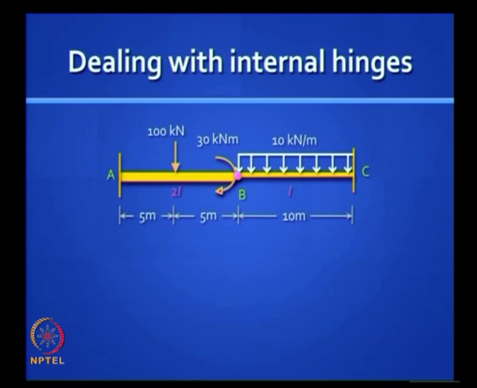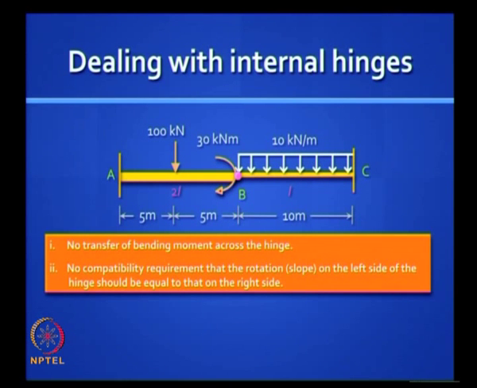the moment MBA is known, it is 30 kilonewton meter. The moment MBC is known, it is 0 kilonewton. So at least you know that much. You know what is going on inside that beam at B. So there are two characteristics about an internal hinge. First is no transfer of bending moment is allowed across the hinge, any internal hinge. The second is you have this problem of rotational compatibility which we just discussed. The two rotations on either side of that hinge will not be equal to each other, agreed?